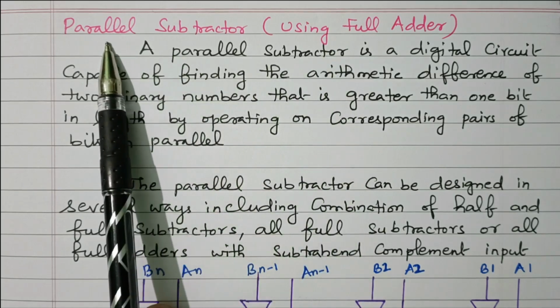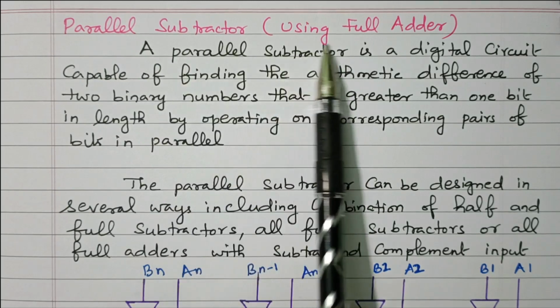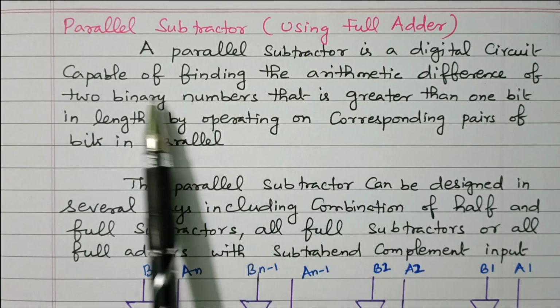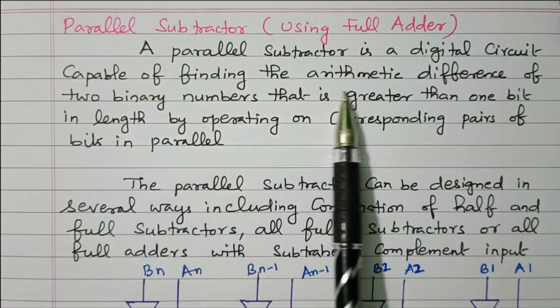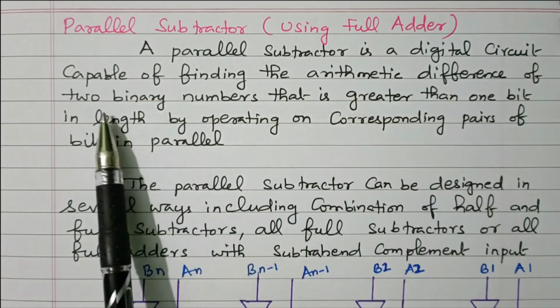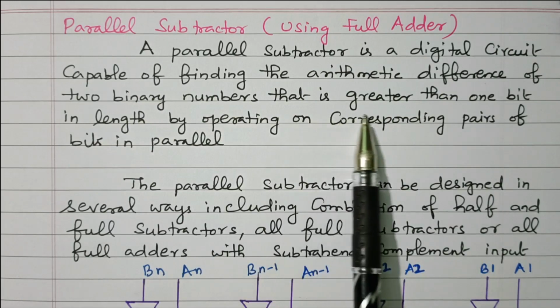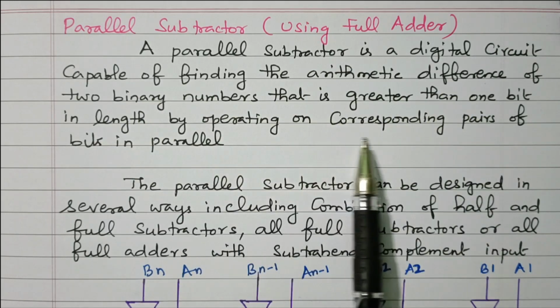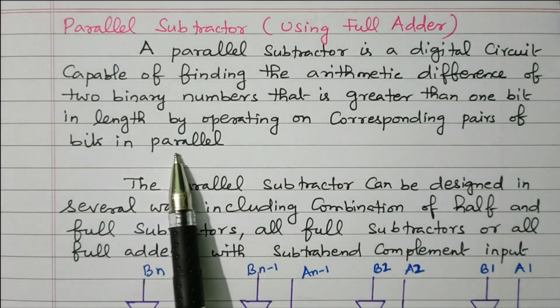Now we'll go to the topic parallel subtractor using the full adder. A parallel subtractor is a digital circuit capable of finding the arithmetic difference of two binary numbers that is greater than 1 bit length by operating on corresponding pair bits in parallel.